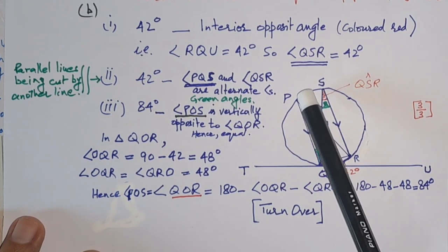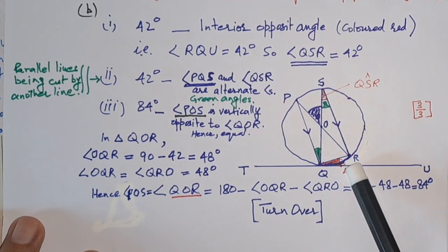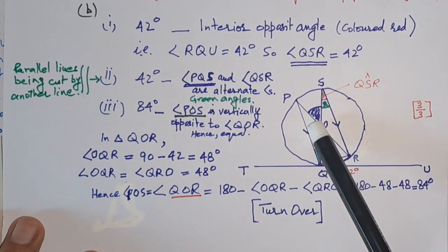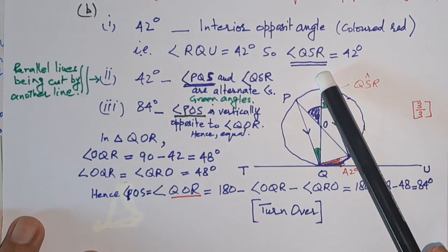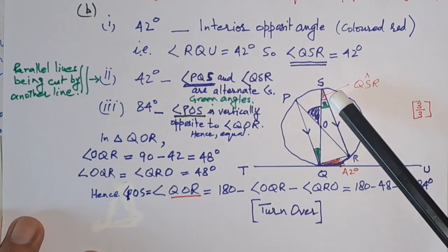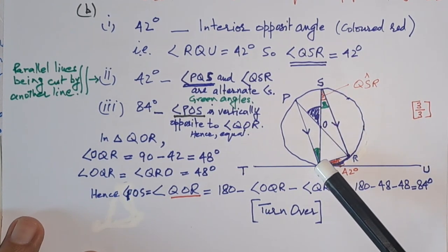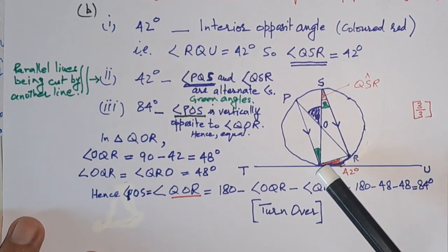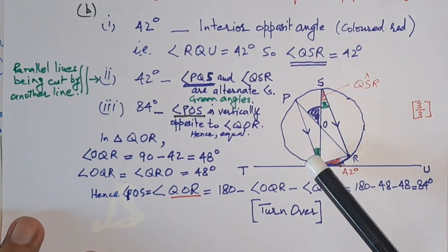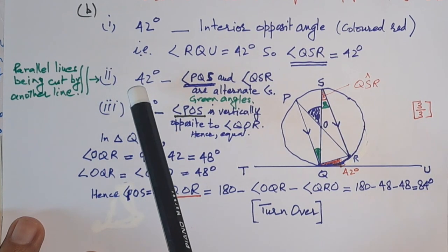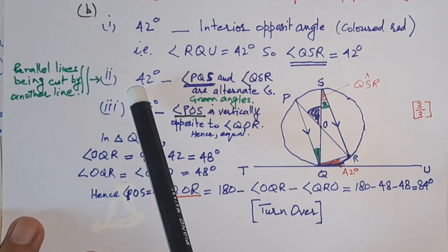Then we go to part 2 of part B, and they are asking us angle PQS. If you look at these two lines, they are parallel to each other, and they are being cut by line SQ, which makes this angle QSR and this angle PQS alternate angles. I have colored them green. Alternate angles are also equal, so write down 42 degrees here and get another mark.